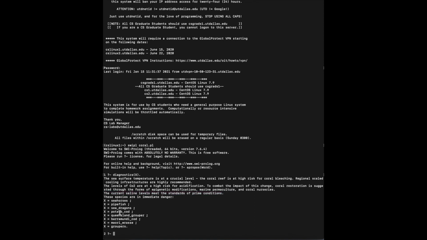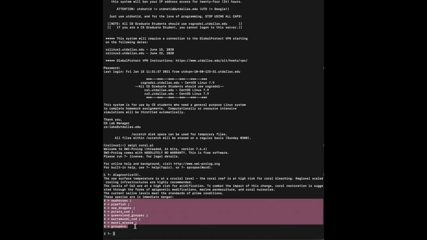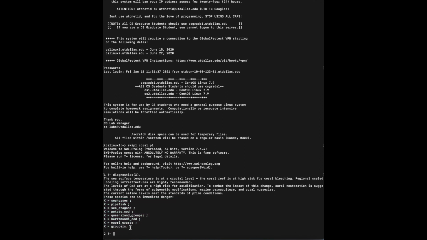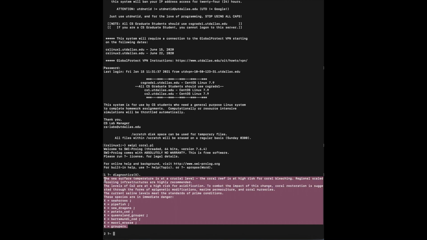Okay, so because of the CO2 and the high sea surface temperature, these species are at a high risk due to their sensitivity to those conditions. And so here's our full report.